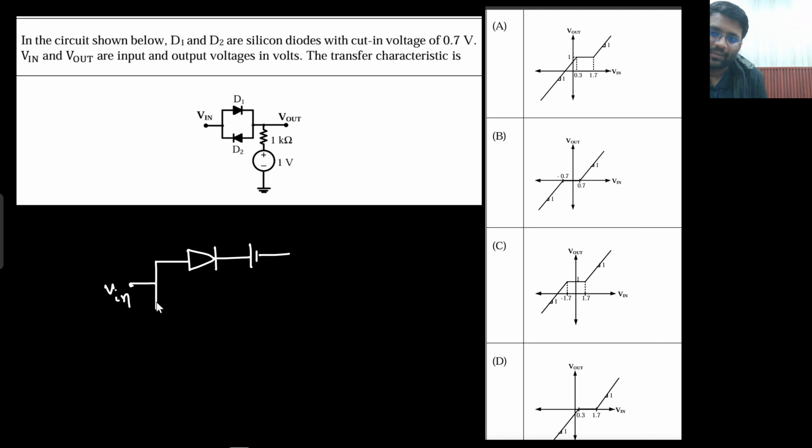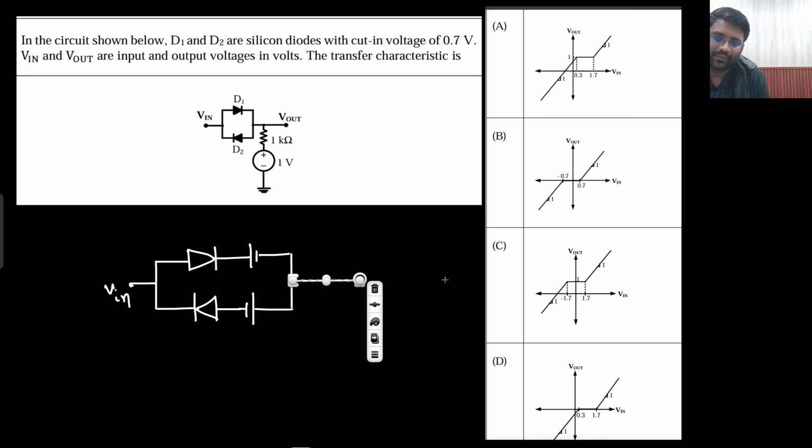This would be the battery, and this is the scenario you are getting. Again, take out the battery. Whether the battery is made here or before that, it doesn't matter. Both are in series, this diode and battery. You can make it anywhere. So the battery would look like this, downward, this is upward. And this is your V out.